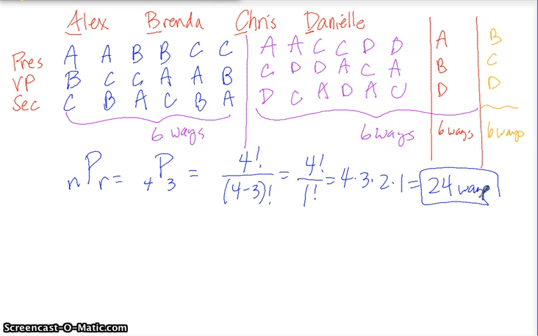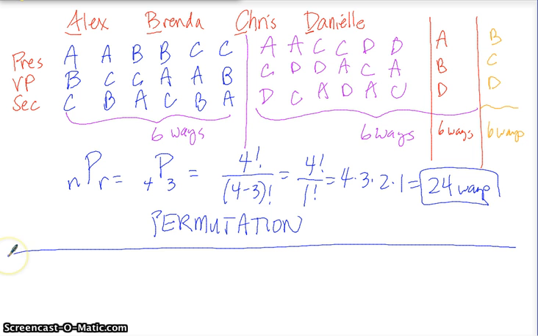So this right here is a permutation, what we learned last time, because the order in which I choose those people matters. Now, if I did a combination, I just said the order doesn't matter. An example of a combination would be for me to say, okay, I have Alex, Brenda, Chris, and Danielle, but I just need 3 of the 4 of you to come help me with a project or to be a group to make a decision.